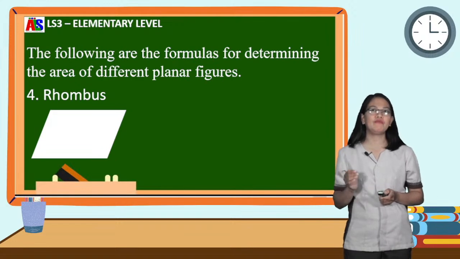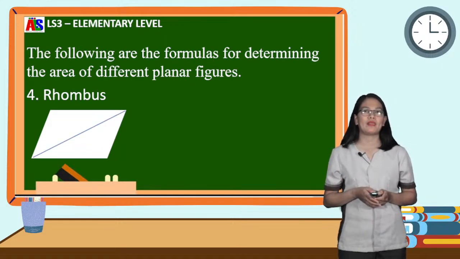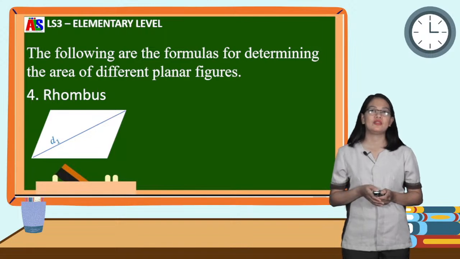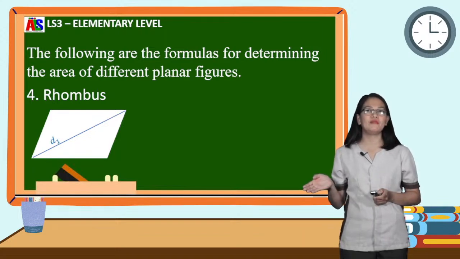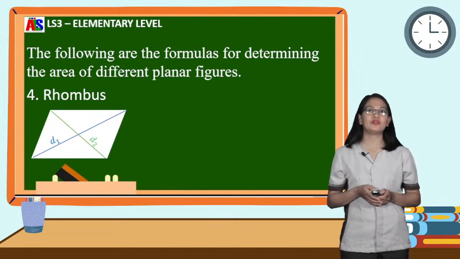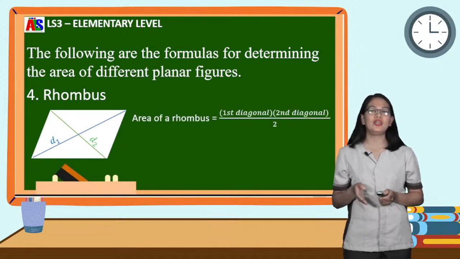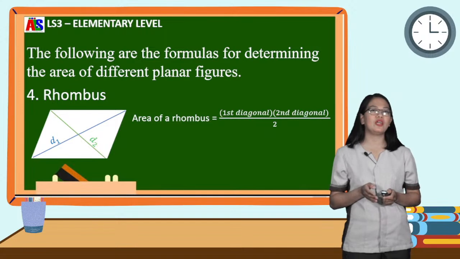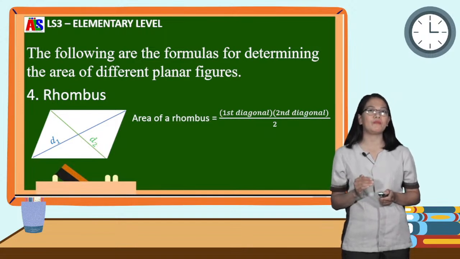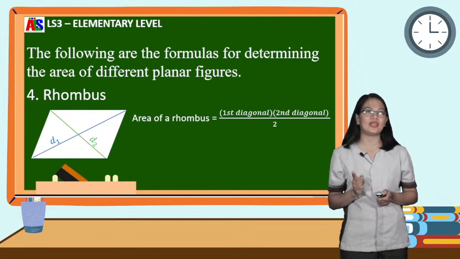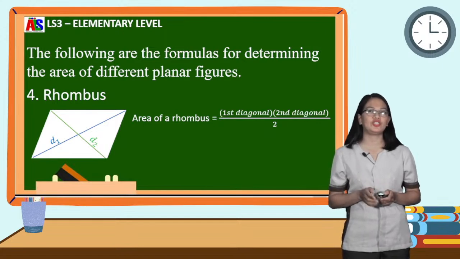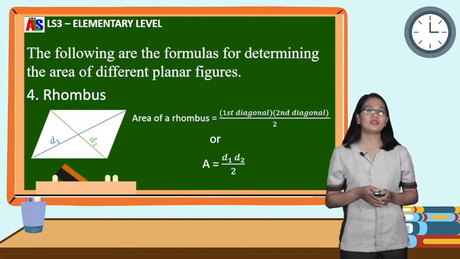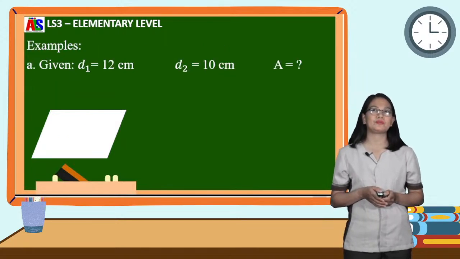Next planar figure is the rhombus. The rhombus has two diagonals. The first diagonal is D1, the second diagonal is D2. The area of a rhombus is the first diagonal times the second diagonal over the denominator 2. So the denominator 2 is constant, okay? We cannot change it. Or we can simply use A is equal to D1 times D2 all over 2.